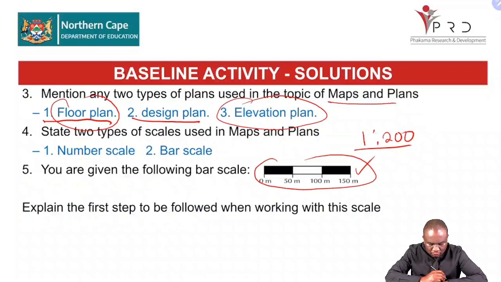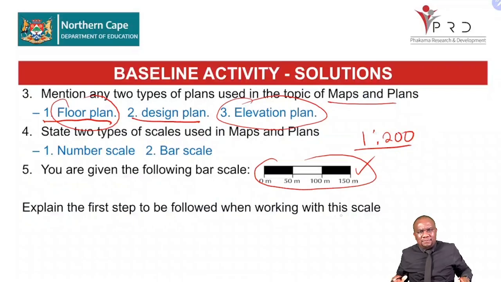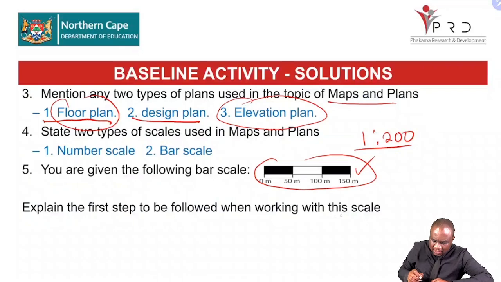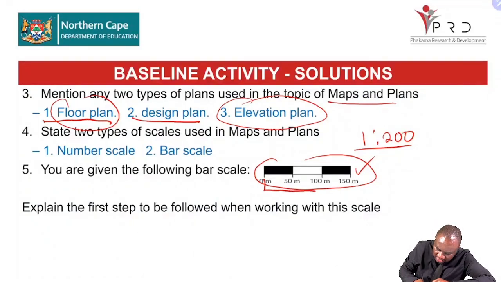You are given the following bar scale. Explain the first step to be followed when working with this scale. When given a bar scale, what is the first thing to do? The first thing to do, take note of this, because it's very, very important. I've seen people who are given a bar scale and they don't even know what to do with it. When you're given a bar scale, the first thing to do is to measure it. Measure the bar scale. You can measure the whole bar scale.